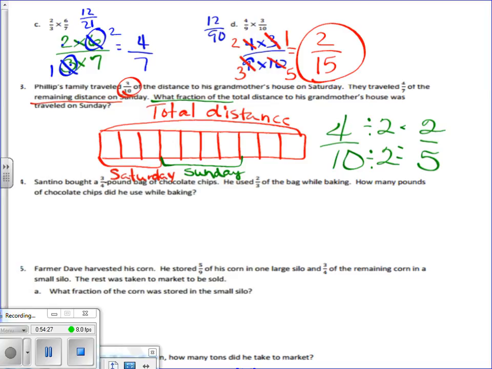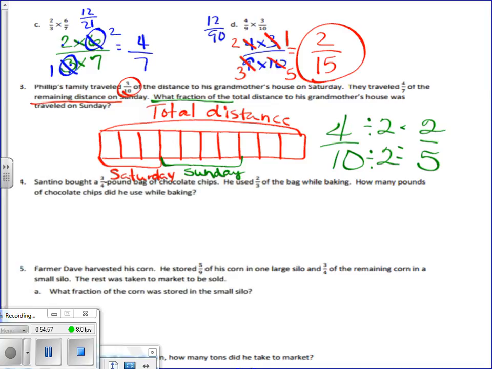Yay! Santino bought a 3/4 pound bag of chocolate chips. I'm not even done reading the question. He used 2/3 of the bag while baking. How many pounds of chocolate chips did he use while baking?